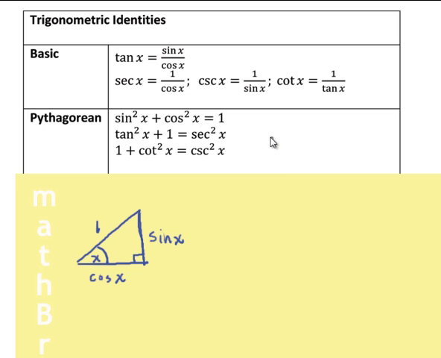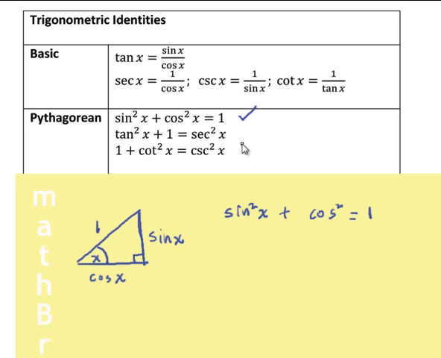Now let's look at what we call the Pythagorean identities, because really they come from the Pythagorean theorem. If we continue to look at this triangle that we drew and apply the Pythagorean theorem, this side squared plus this side squared is equal to the hypotenuse squared, or basically sine squared plus cos squared is equal to 1 squared, which is 1. So that's where we get this identity. And let's look at the second one.